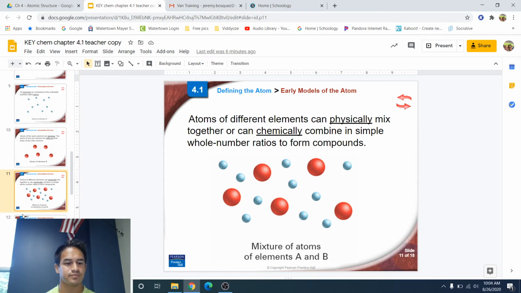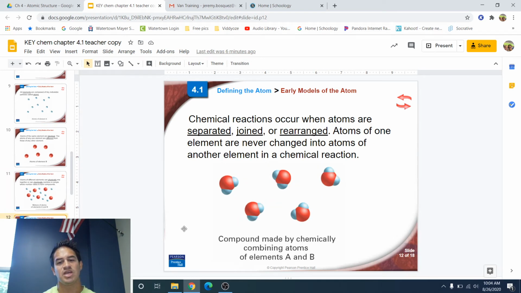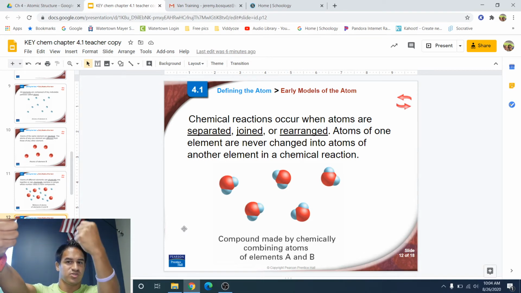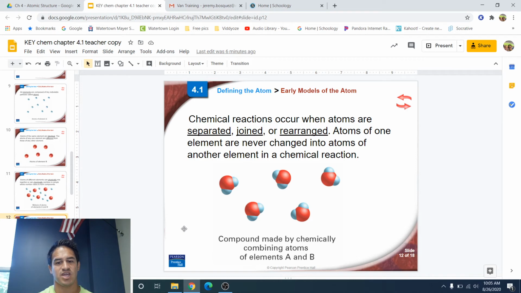The last portion of his atomic theory basically says that when chemical reactions or chemical changes happen, atoms either are separated, so they come apart, they're joined together, or they rearrange. So maybe they're already joined, but then they break apart, and this one goes in pairs with a different atom, and this one goes in pairs with a different atom. That also we know is true. During chemical reactions, atoms are either separating, joining, or recombining. And atoms of one element are never changed into atoms of another element in a chemical reaction. We also know that that is true.